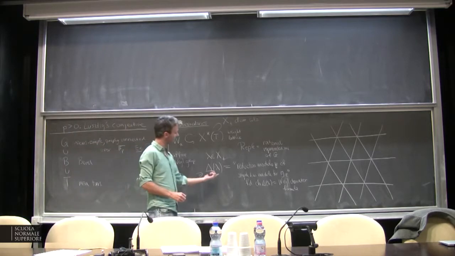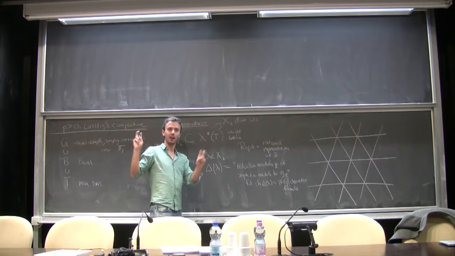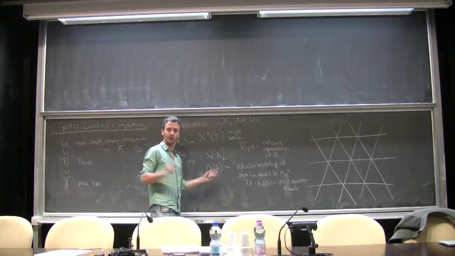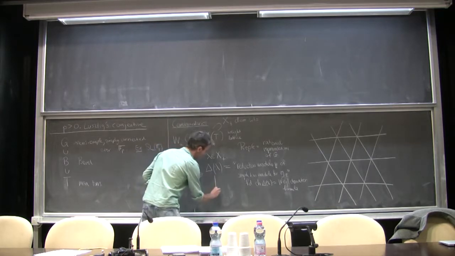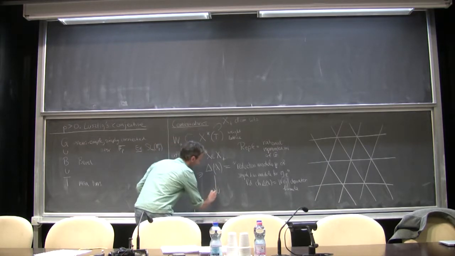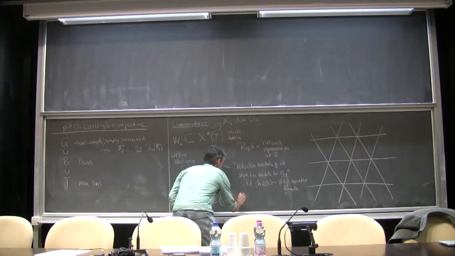And just as in characteristic zero, we have the kind of known object, which was the Verma module. This is the known object in characteristic p. And this has a unique simple quotient L of lambda. Unique simple quotient.